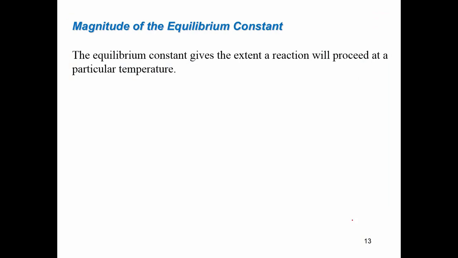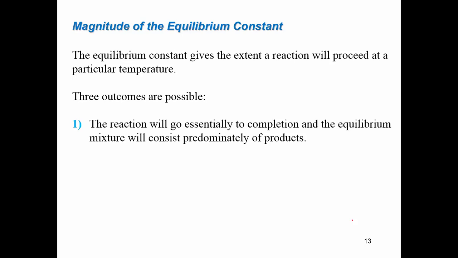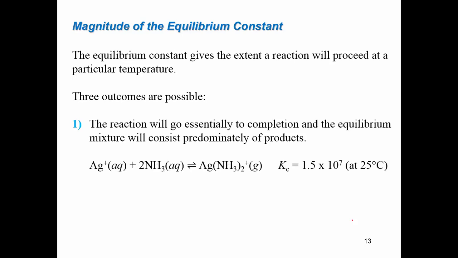Well, it tells us to what extent a reaction will proceed at a particular temperature. So we have 3 potential outcomes. Either the reaction will go essentially to completion, and the equilibrium mixture will be predominantly products. That will occur with a very, very large Kc. So if K is much, much greater than 1, then we have primarily products. And that makes sense because our K is a ratio of products to reactants. So if we have many more products than reactants, we have gone essentially to completion, and our K value shows that being a large number.